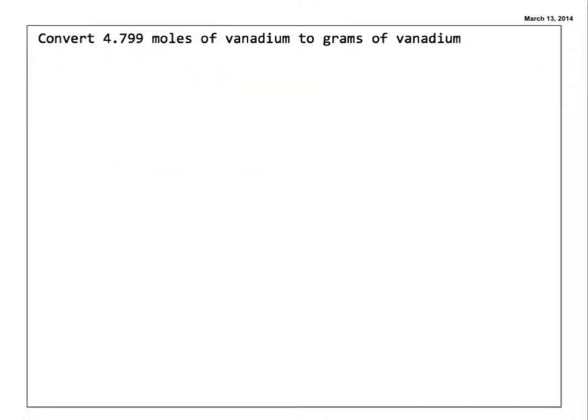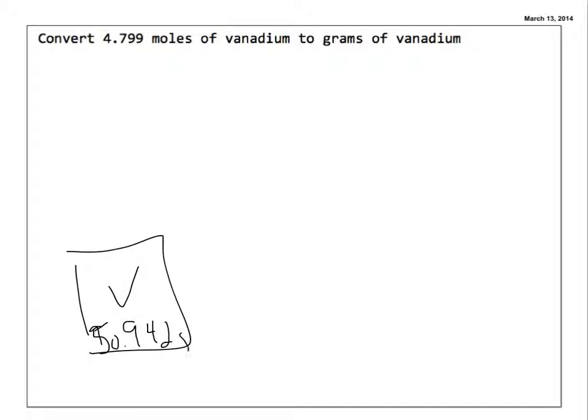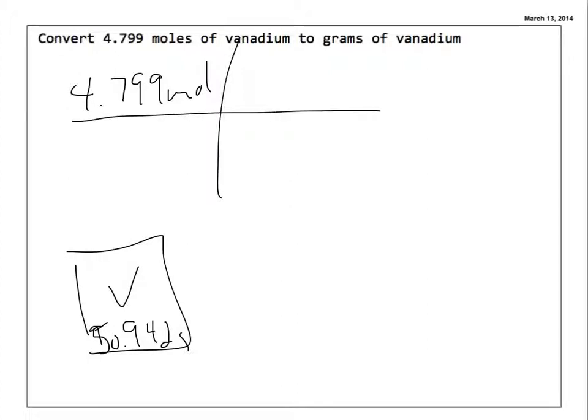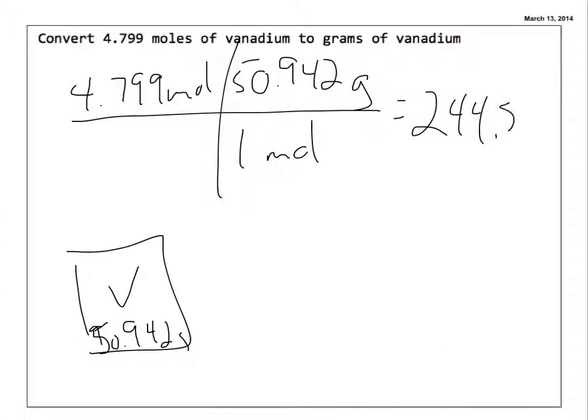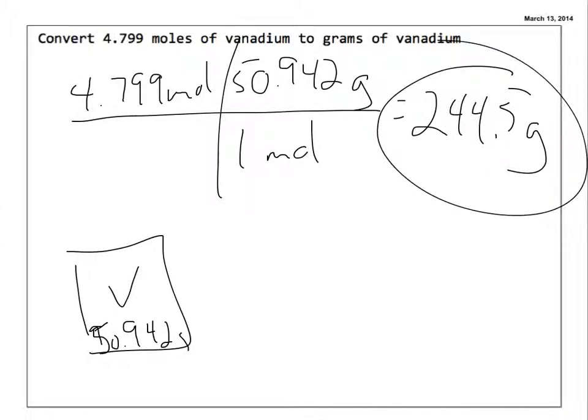Okay, so now we have the number of moles of vanadium, symbol V. Vanadium has a molar mass of 50.942 grams. So we're going to do 4.799 moles, and we want grams for our answer, so grams has to be on the top, 50.942 over 1 mole. If we multiply that out, we get 244.5 grams. That's the final answer. It has 4 significant figures, just like the number we started with.